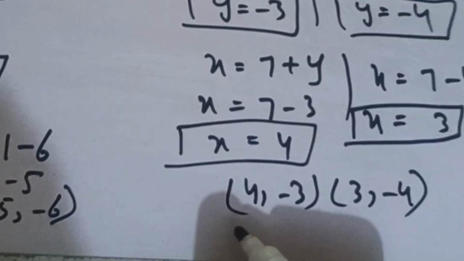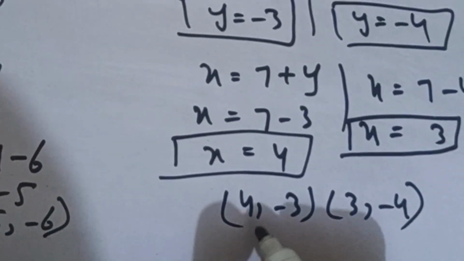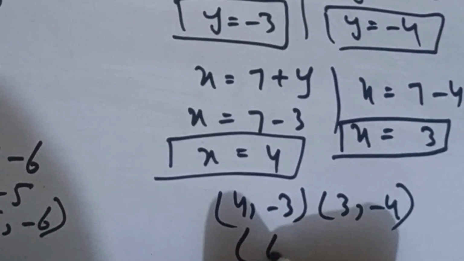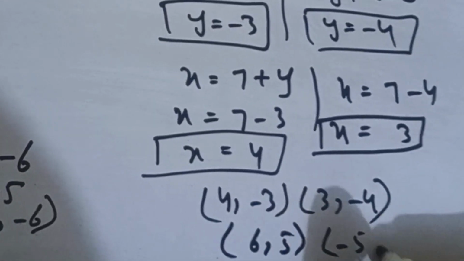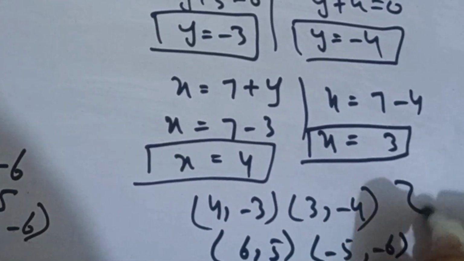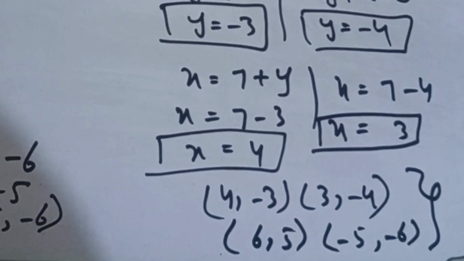And from the first equation, we get the values 6 and 5, and the second values are minus 5 and minus 6. So these are the answers of our question and we have done.